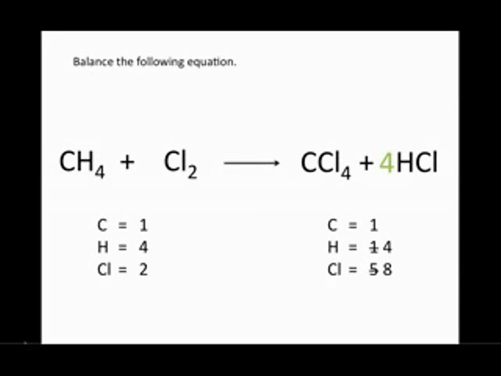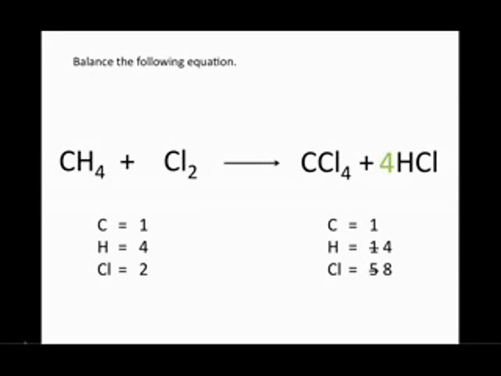But by putting a 4 coefficient in front of HCl on our product side, we not only have increased the number of hydrogen atoms on our product side, but we've increased the number of chlorine atoms on our product side as well. So if we look at our new total, we still have 1 carbon atom on our product side, but we now have 4 hydrogen atoms, and we now have 8 total chlorine atoms. 4 from the CCl4 that we had to begin with, and 4 from our 4 molecules of HCl.